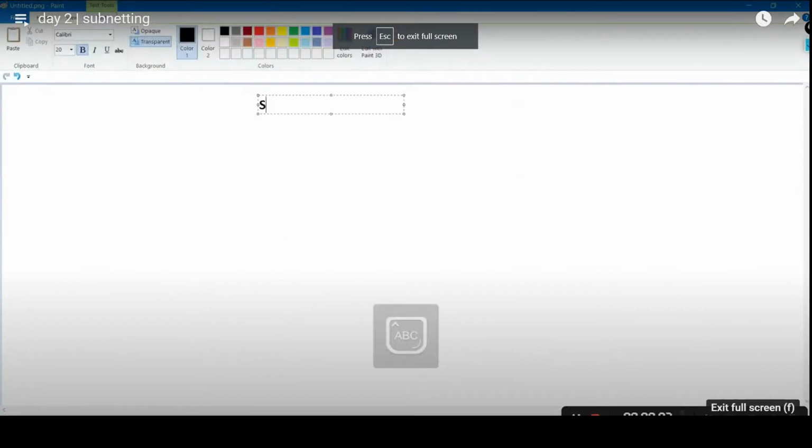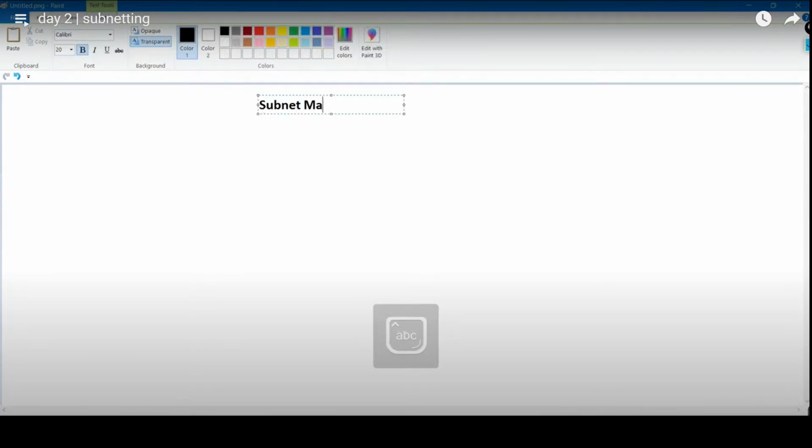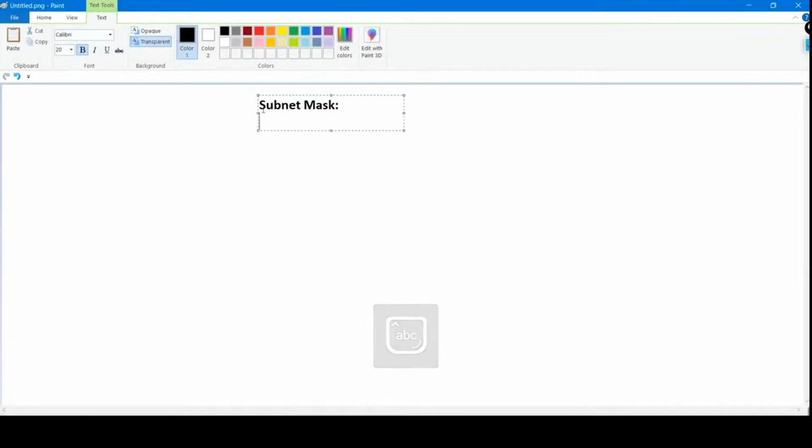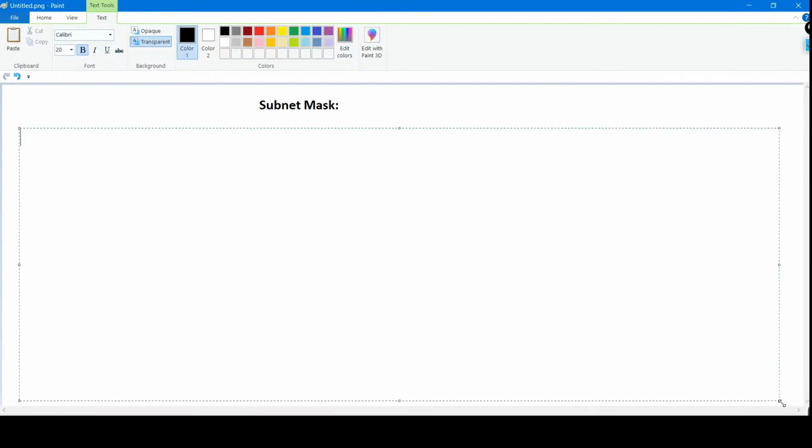So now the topic is subnet mask. I hope IPv4 address is clear to everyone. What is the size of IPv4? Can anyone explain? What is the size of IPv4 and how do we represent IPv4? How many fields are there?